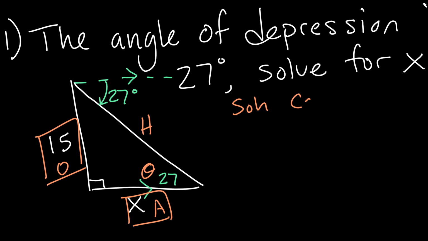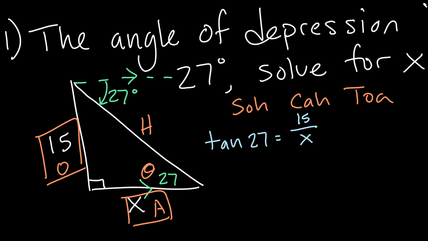So, SOH, CAH, or TOA? TOA. TOA, right? And what does T stand for? Tangent. So tangent of theta, which our theta is 27, is equal to O over A. Our O is 15, our A is X. Am I missing the top, the bottom, or the angle? The bottom. What do I do?